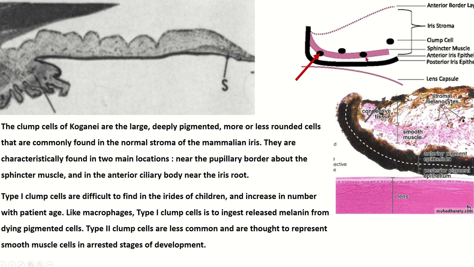There are two types of clump cells, type 1 and type 2. Type 1 cells are more found in old age, and like macrophages, they ingest released melanin from dying pigmented cells. Type 2 clump cells are less common and thought to represent smooth muscle cells in an early stage of development.